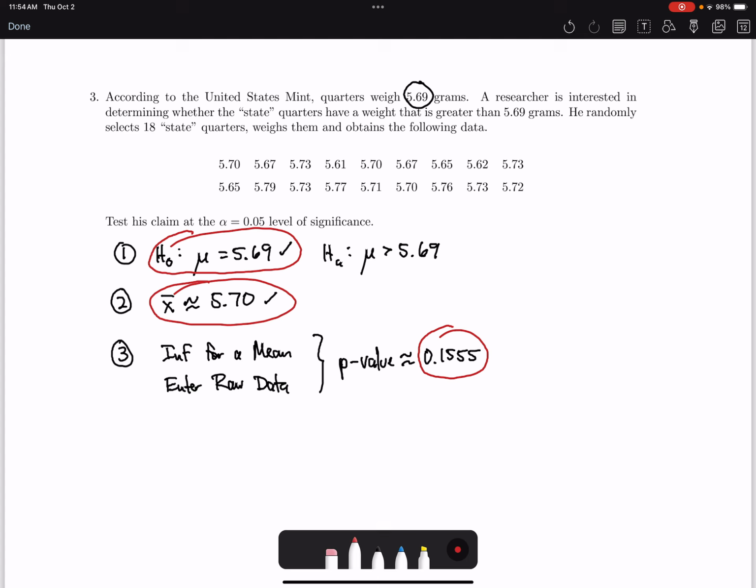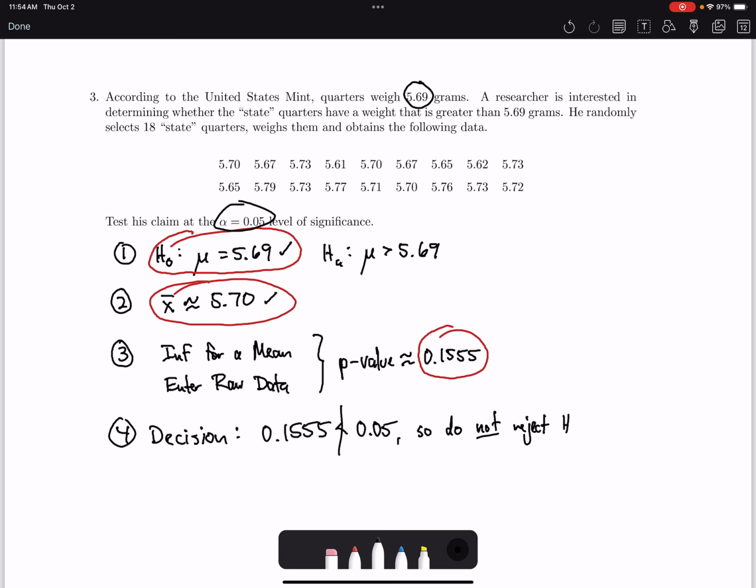And so we do not reject it. I'm getting ahead of myself a little bit, but that's going to be our decision. Do not reject. We compare our p-value to alpha. Alpha was 0.05. And we ask ourselves, is our p-value less than alpha? And the answer this time is no. So we put a slash through it. Our p-value is not less than alpha, so do not reject H null.